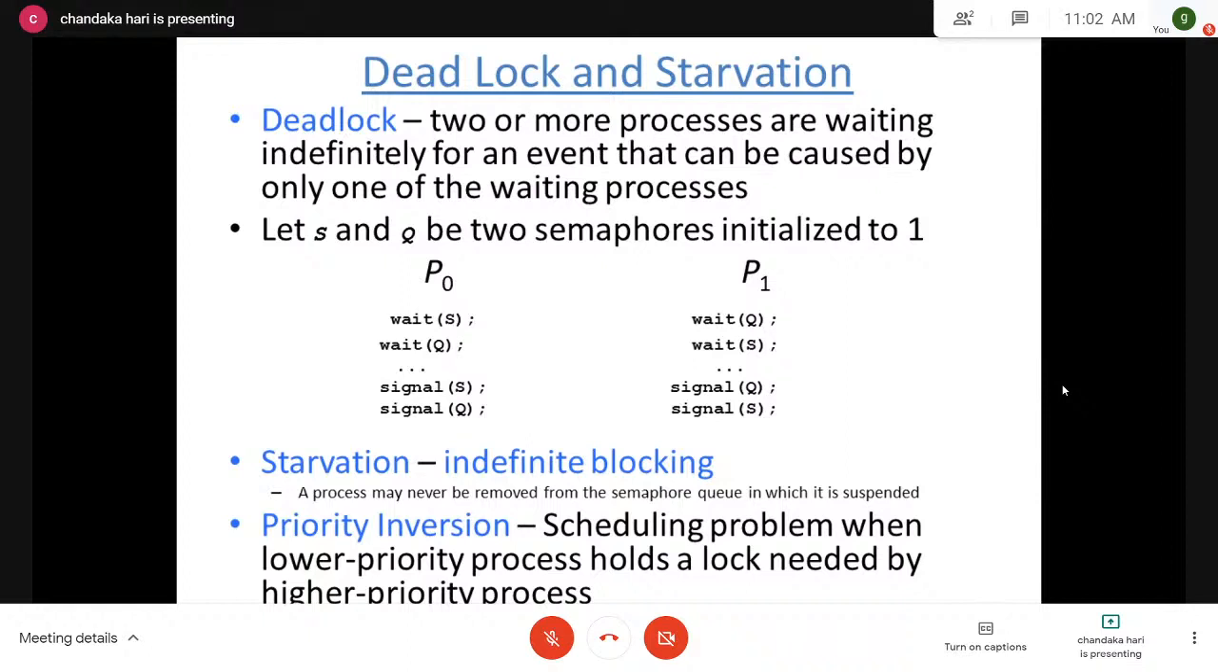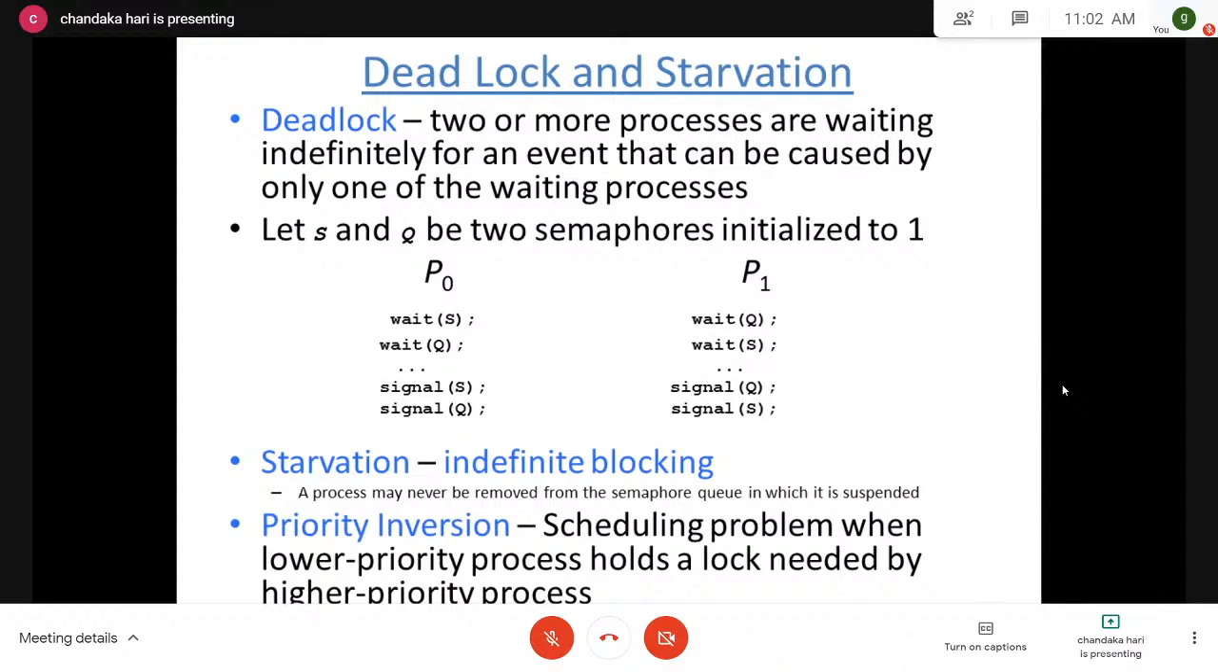Normally, the low priority process has to wait until the high priority one is completed. But in the case of a semaphore variable already accessed by a low priority process, the high priority process must wait until the low priority one is complete. This kind of solution is implemented in the priority inheritance protocol. That is a separate discussion, not required here.